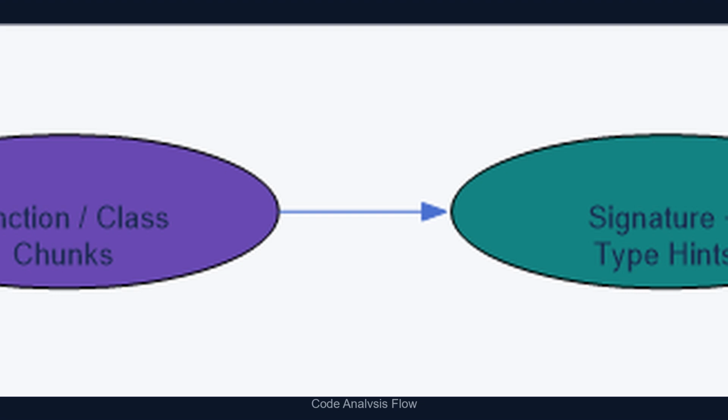The reason this pipeline works better than feeding raw source files directly to the model is precision. By extracting signatures and type hints first, you give the model exactly the signal it needs, parameter names, types, return annotations, without forcing it to reparse the entire file on every inference call.